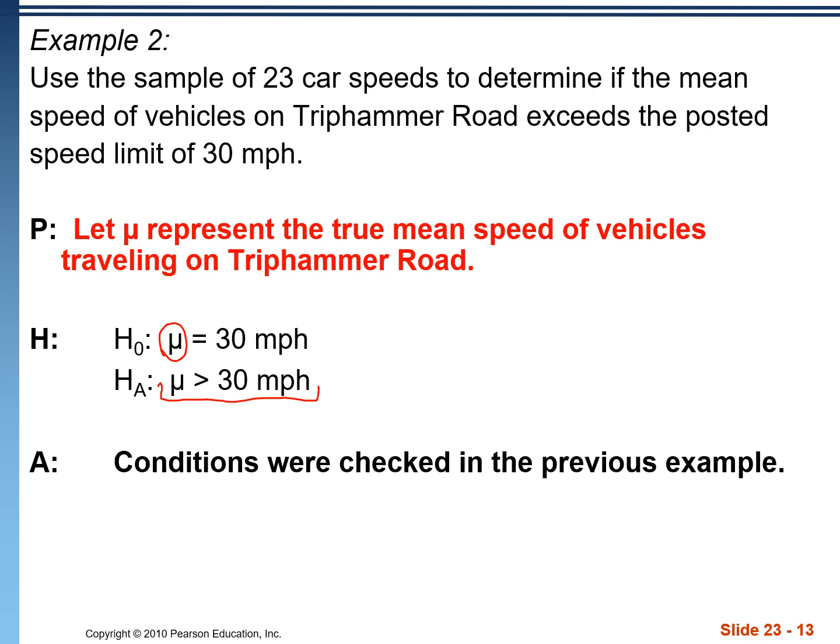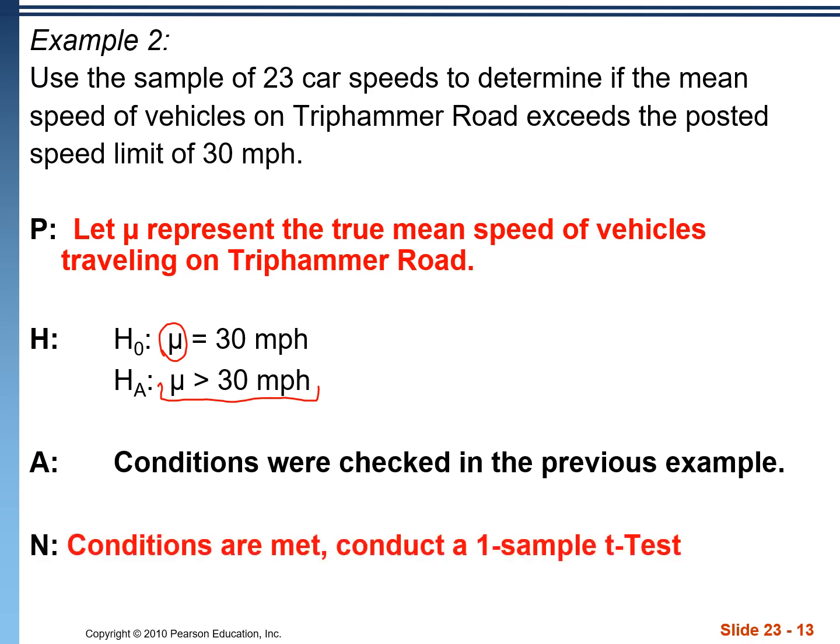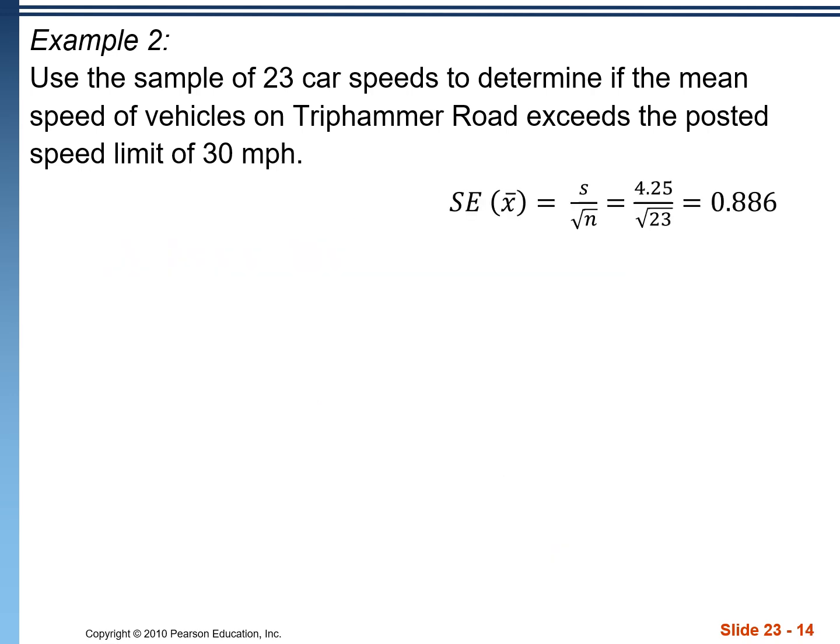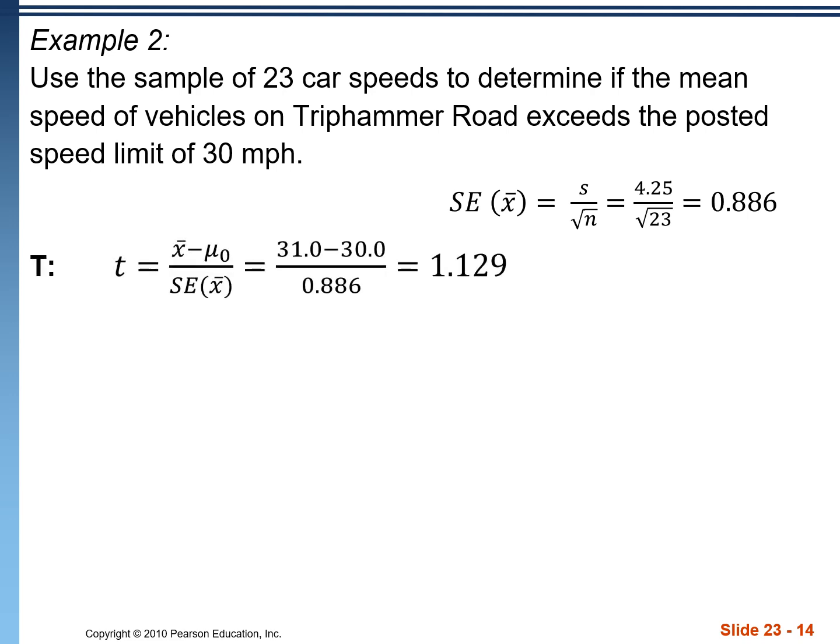Assumptions and conditions we checked in the previous example. Name the method. This is a one sample t test instead of a one sample t interval. So you can see our standard error popped up that we found in the confidence interval. And to find a test statistic, we're just going to take whatever our sample showed and subtract the value from the null hypothesis. So we're saying that we believe it's 30 miles per hour. We're collecting evidence that it's actually greater than that. So how unlikely is it for us to see cars traveling an average of 31 based on a standard error of 0.886? We get a t-score of 1.129.